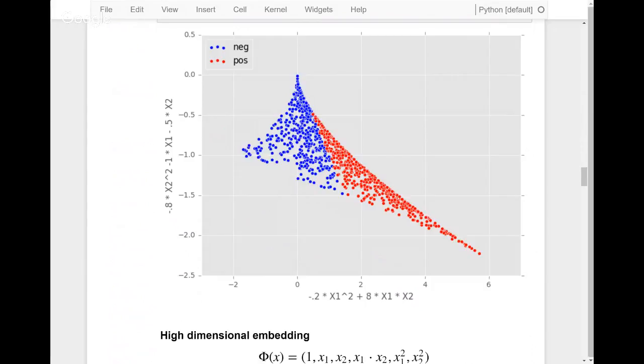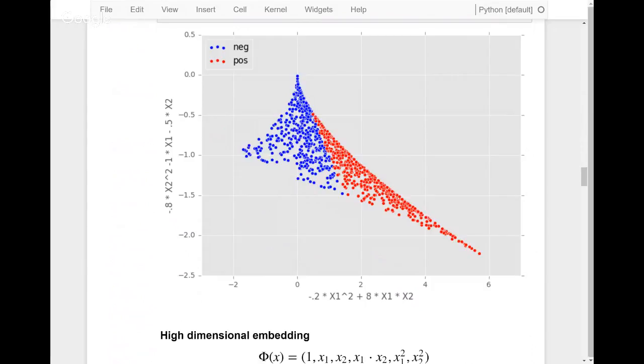So one way is taking minus 0.2 times x1 squared plus 8 times x1 times x2. And that's what this is, the x-axis of this plot. The y-axis of this plot is minus 0.8 times x2 squared minus 1 times x1 minus 0.5 times x2. And so that's another just linear combination of those features that we constructed.